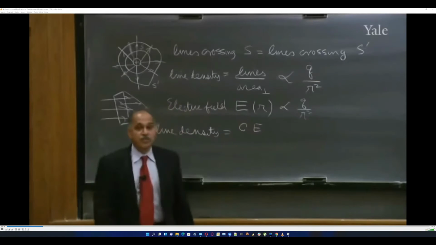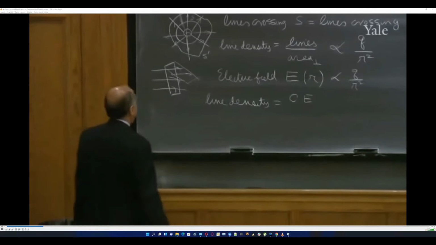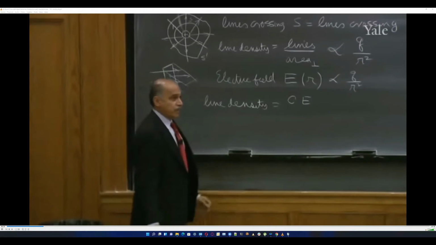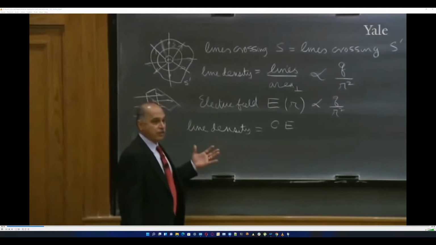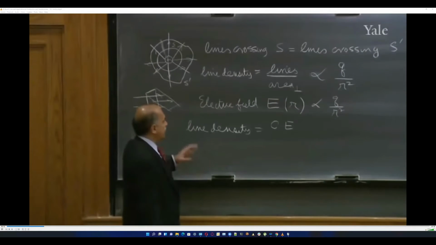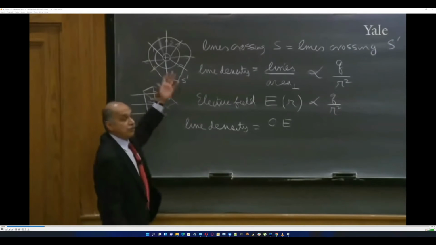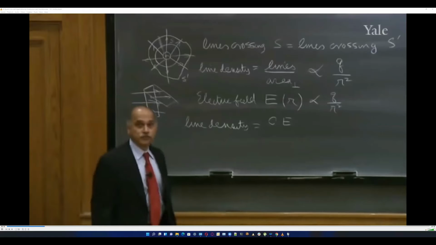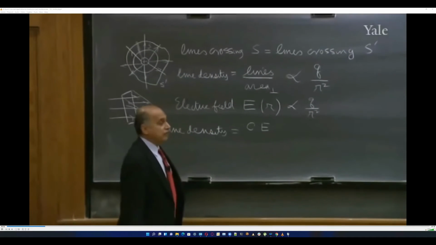Let me just call it some number c. C is up to you. It really depends on how many lines you want to draw per Coulomb. I made a particular choice last time, 1 over epsilon 0 lines per Coulomb, but you don't have to make that to prove the law. So this time, I'm just assuming the lines is proportional to charge, but you pick your own proportionality constant. So I've got this line density is proportional to electric field.